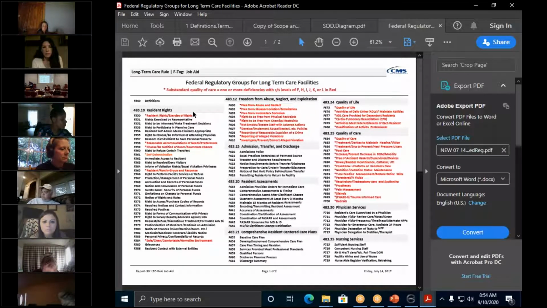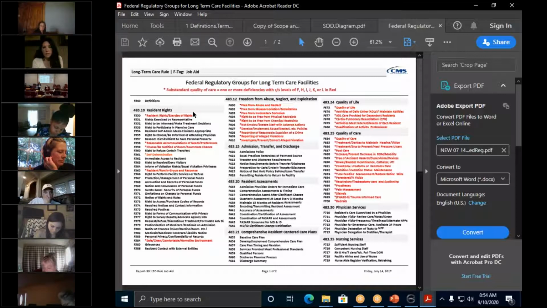They start at 300 and something, but they renamed a whole bunch of the tags, and people knew tag numbers. So when they did that, they created this sheet for us to look at to easily refer to them. So that's something to keep handy, because everything that is in red, if it's cited at F or above, then it is substandard quality of care, except for if it's cited at G.